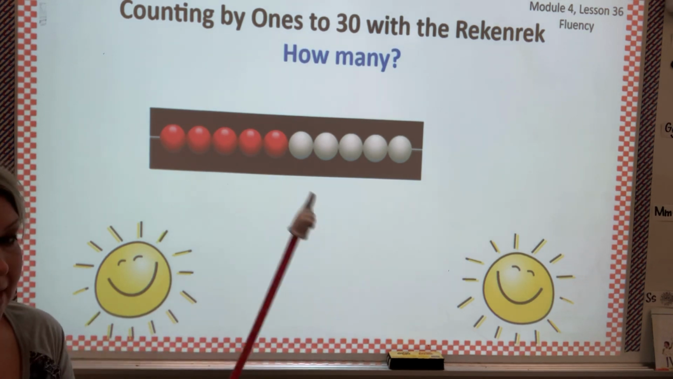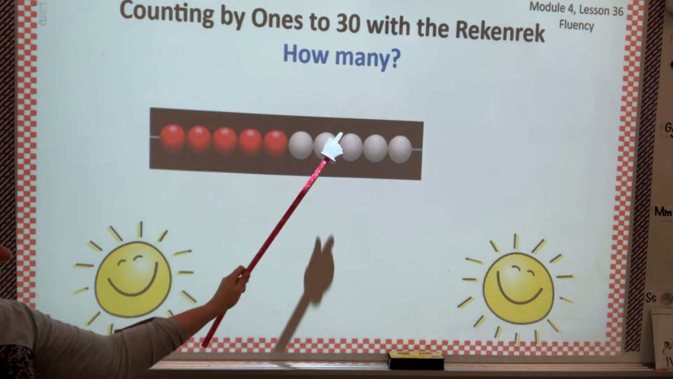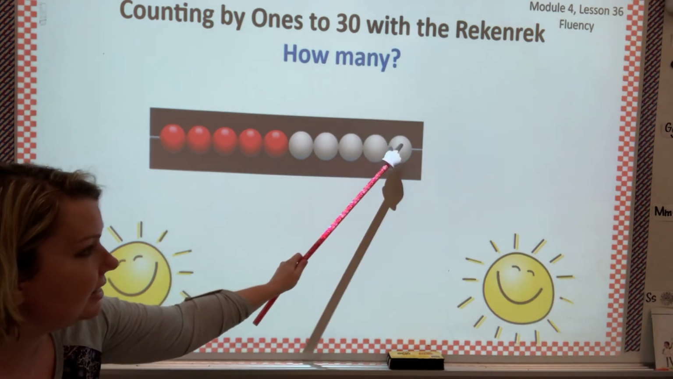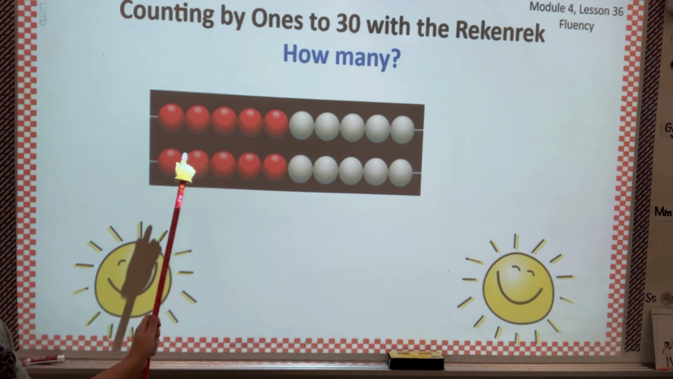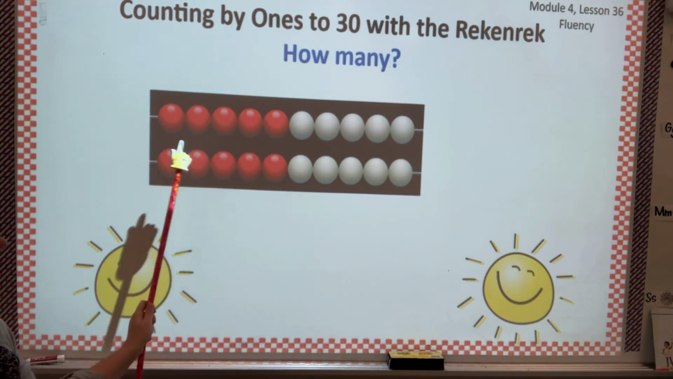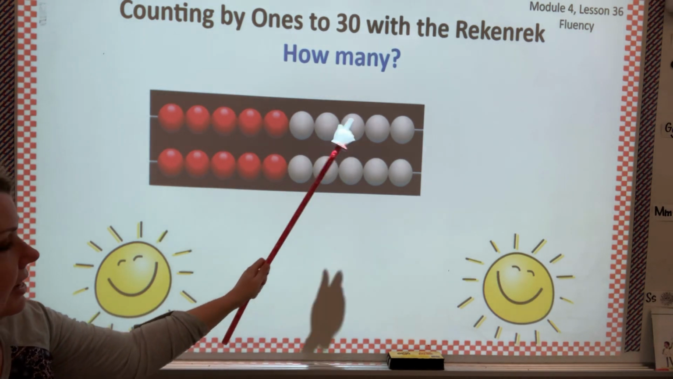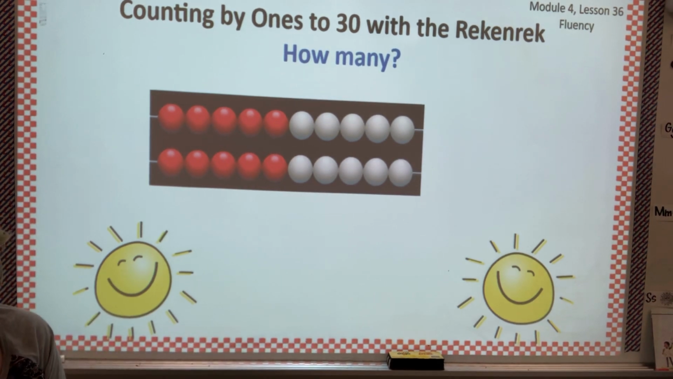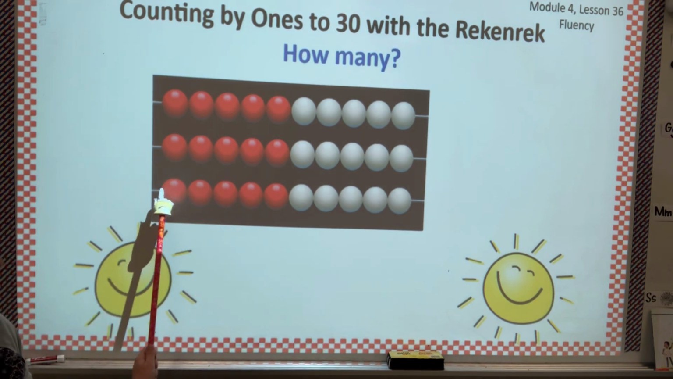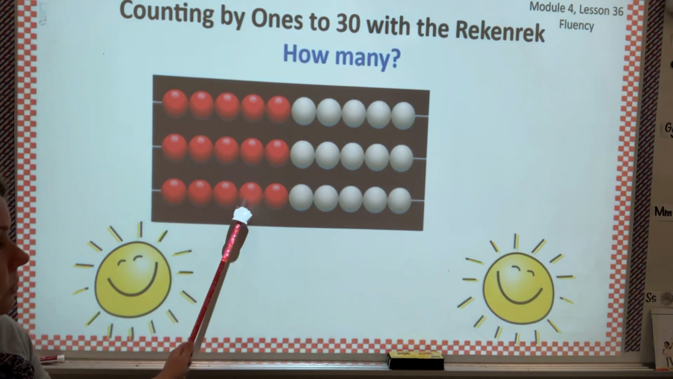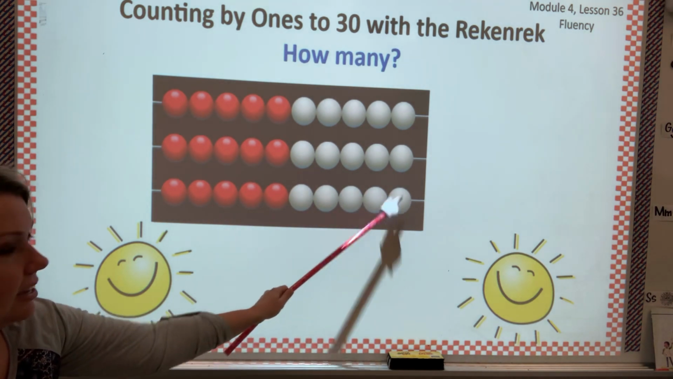How many? Let's count. 1, 2, 3, 4, 5, 6, 7, 8, 9, 10. Now how many? Let's count on from 10. 11, 12, 13, 14, 15, 16, 17, 18, 19, 20. Now how many? Let's count on from 20. 21, 22, 23, 24, 25, 26, 27, 28, 29, 30.